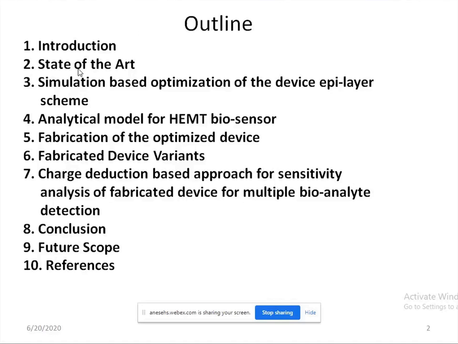After that, I'll discuss the fabrication, like what are the steps in fabrication of a simple HEMT structure that I have optimized. And then I'll talk about the different types of HEMTs that I have fabricated, and how these devices can be used in sensing applications. For this, I'll show you not exactly the clinical trials, but how I have used a model-based approach and a fabricated device for testing the sensitivity of the device. And then I'll tell you the conclusions made and what can be done in the future.